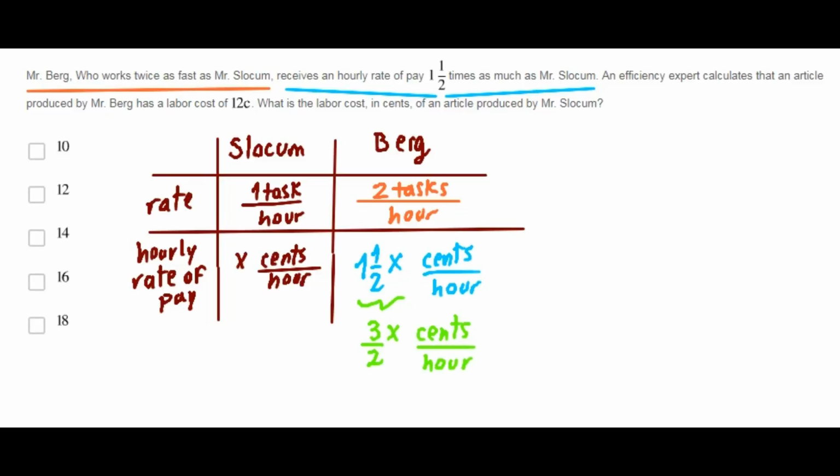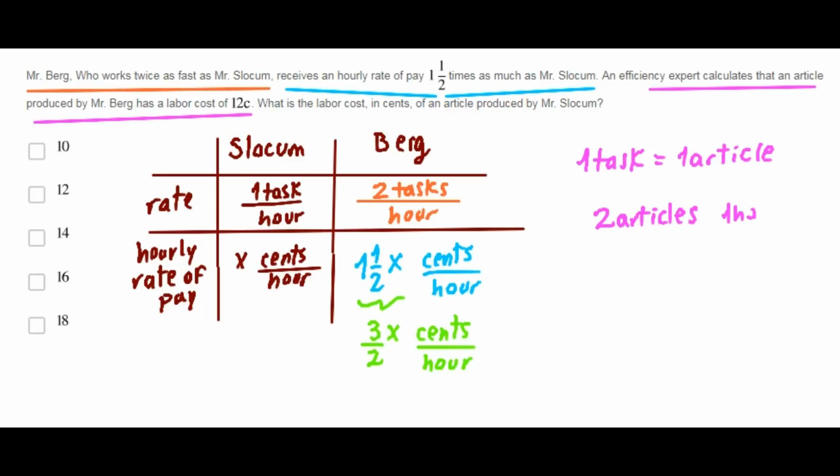Now, an efficiency expert calculates that an article produced by Mr. Berg has a labor cost of 12 cents. One task is the same as one article. Mr. Berg does two articles every hour. Therefore, he does one article in half the time. And he receives 12 cents for that article. In other words, he receives 12 cents every half an hour.